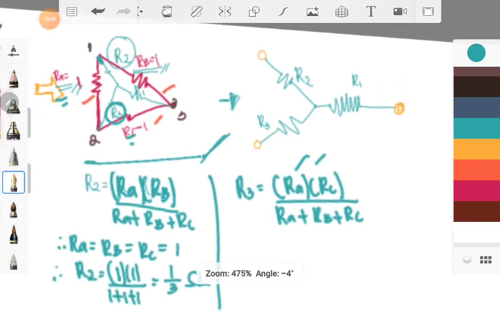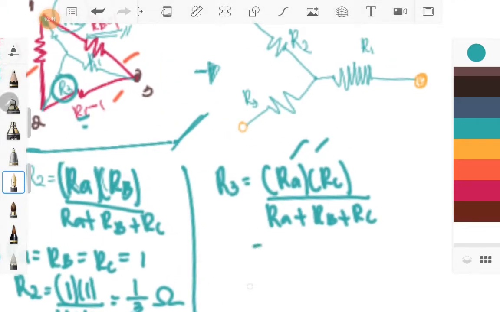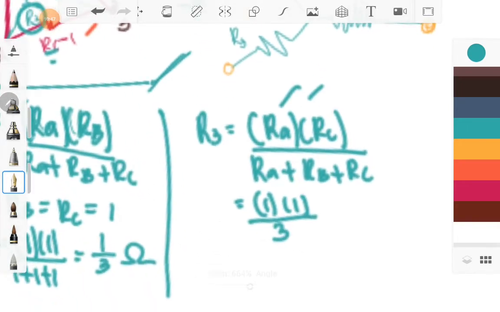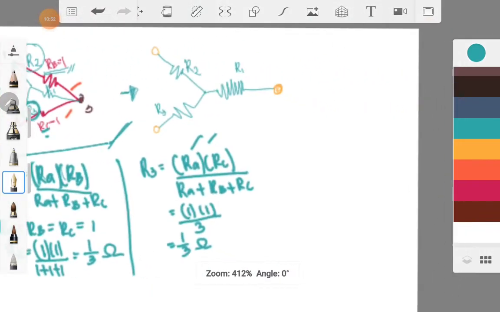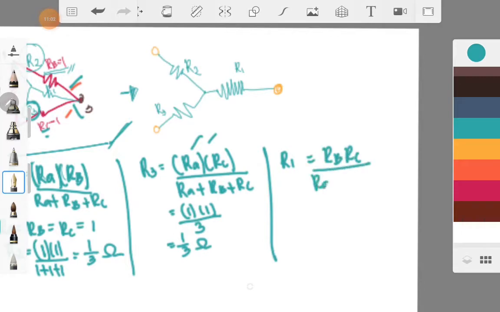Okay, so we have our RA, which is equal to 1 ohm, multiplied by 1 divided by 1 plus 1 plus 1, which is equal to 3. So we have 1/3 ohms. And then our R1. The adjacent resistors connected to it are your RB and your RC. So here we have RB, RC divided by RA plus RB plus RC. Therefore, we have 1/3 ohm. That is our R1.